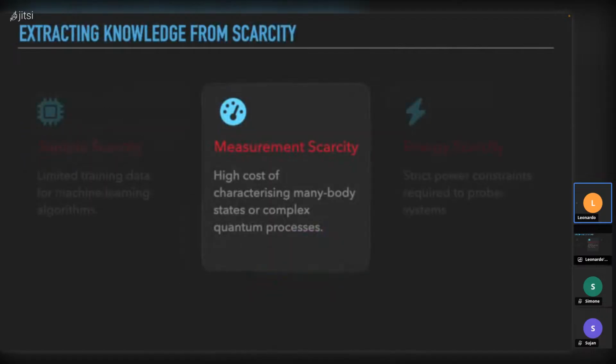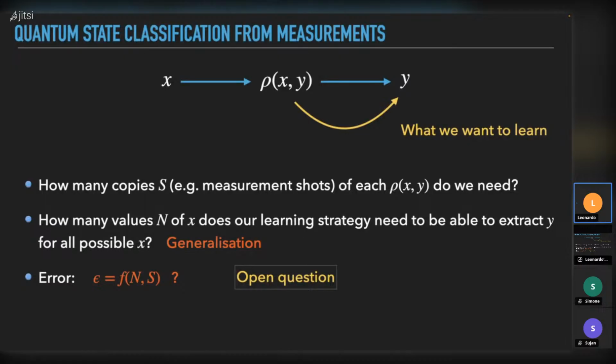Now, I was planning to talk about measurement scarcity very quickly. So far, I've never studied how many copies of S you need to learn this data. So now we have two problems for generalization: the number of data, the number of X we need to explore, and the number of times we have to probe this state. Nobody knows what this error is as a function of these, so this is still an open question.